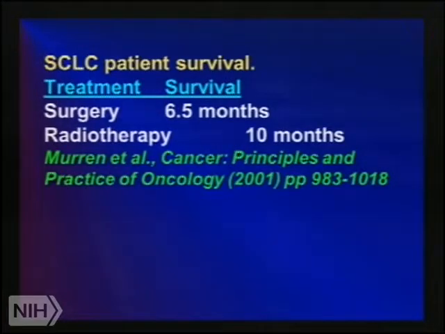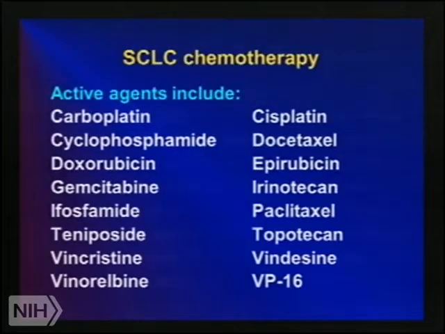So generally, if a patient has no therapy, their survival time is on the order of 4 to 5 months. If you do surgery, if the patient is in stage 1, you'll increase the survival time a little bit. Radiotherapy will also increase the survival time a little bit. And these are some of the agents that are used in chemotherapy.